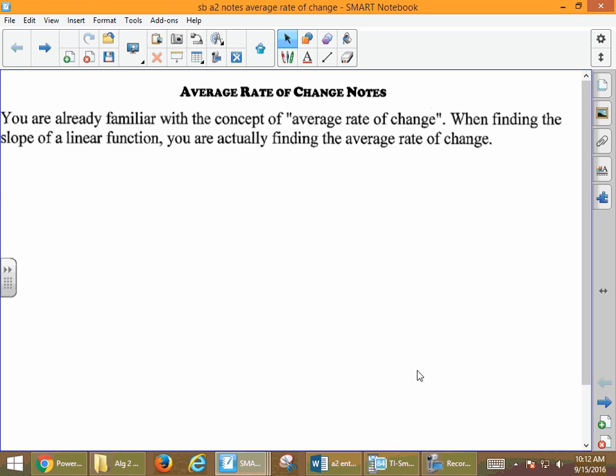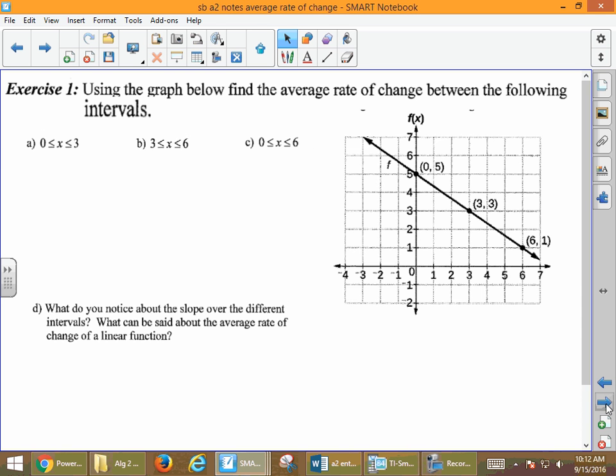So the process is going to be the same. So I think that sentence is really important there. But as we take a look at our first picture here, it says, using the graph below, find the average rate of change between the following intervals. Well, the first one is going to be between 0 and 3. And it says x is between 0 and 3. And if you look here at 0, we've got a point on our graph. And at 3, we've got a point on our graph.